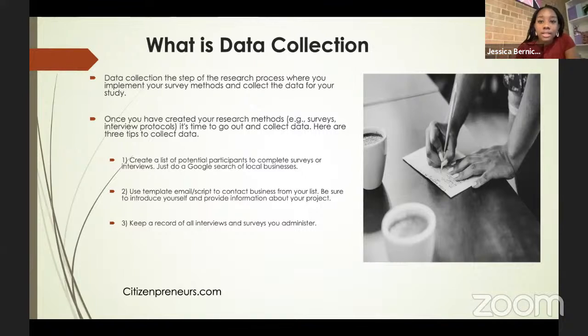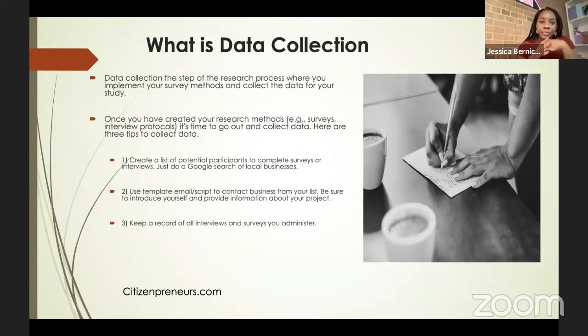So some tips for data collection. When someone is first collecting data, it can be an intimidating process, especially if you are interviewing people face to face or online, you may not have experience with that. So the advice that I would give to anybody starting with data collection is to create a list of potential participants to complete surveys or interviews. You can do just a quick Google search for local businesses in your area. So to see what's around based on your question, what is actually in your neighborhood? So that would be your population.